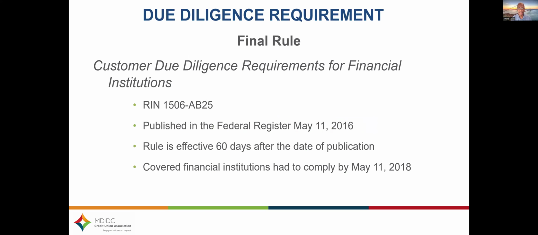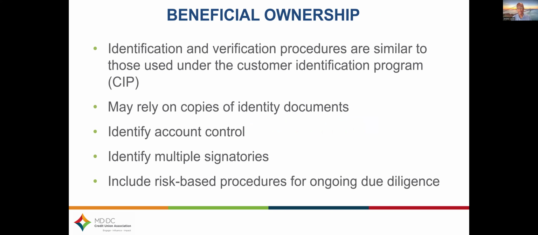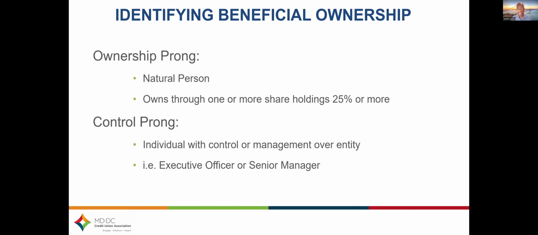Now, there is a due diligence requirement for those who have business accounts. So this is the customer due diligence requirements for financial institutions. It goes all the way back to 2018, when we had to start complying. What this is, you have to make sure that you can rely on your members to be honest and complete certain forms that you have to retain within your credit union. And that is identifying the beneficial owner. If you have business accounts in your credit union, you must make sure that you are identifying the beneficial owner.